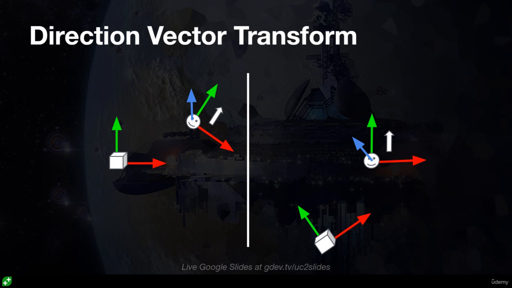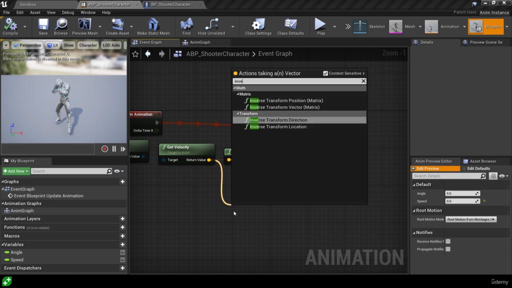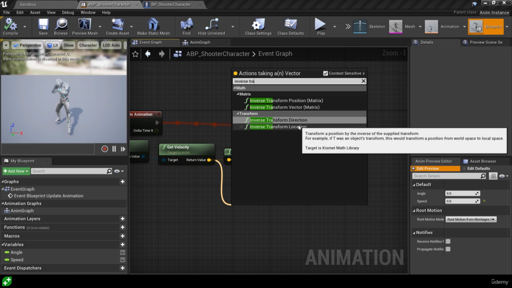So what we actually want is called an inverse transform. The transform goes this way from local to global. The inverse transform goes from global to local. So because we've got this global velocity, we want to inverse transform. So let's take off here and look for inverse transform. And you can see that we've got these two options. We don't care about these matrix ones. We've got the two options for direction and location.